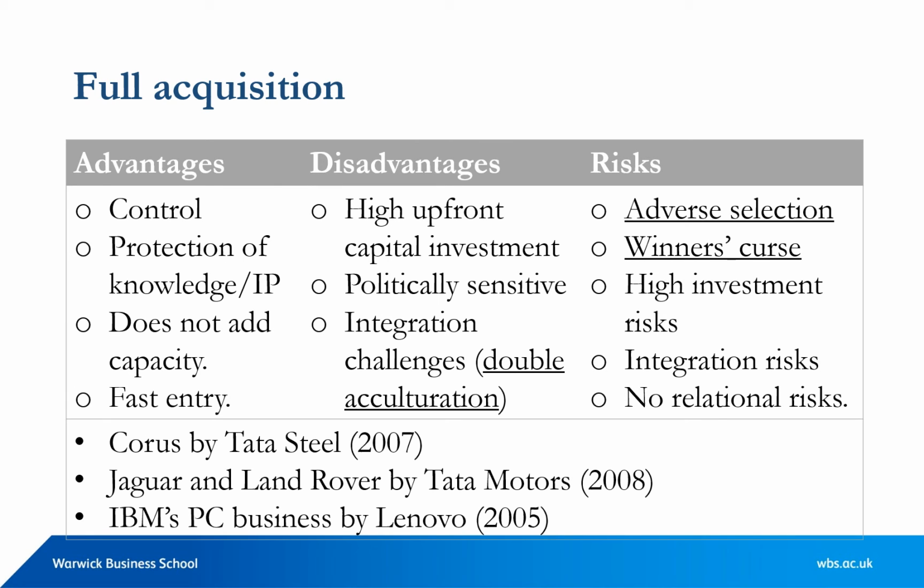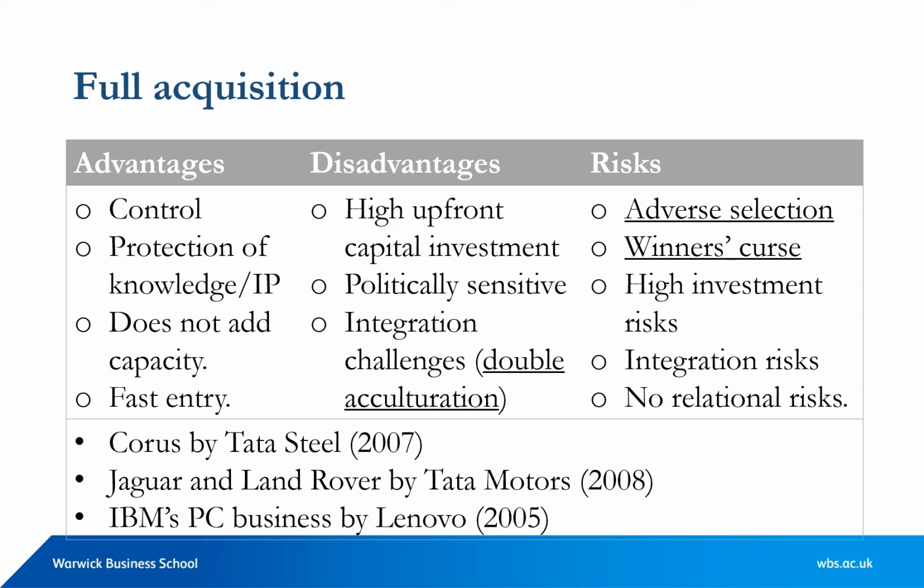Now let us look at firms' entry into foreign markets by a full acquisition of existing organizations. First, the advantages. Because the firm enjoys complete ownership over the subsidiary, it has total strategic and operational control. Its knowledge resources and intellectual property are protected. Acquisition is also a fast mode of entry because the firm gets an up and running organization from the first day of ownership. As the subsidiary doesn't add new capacity, entry through acquisition doesn't increase supply in the market.